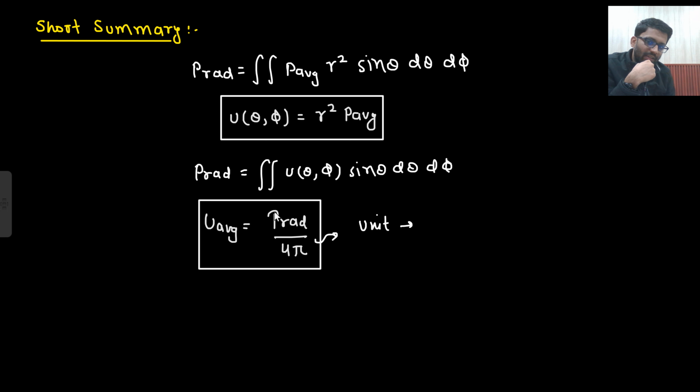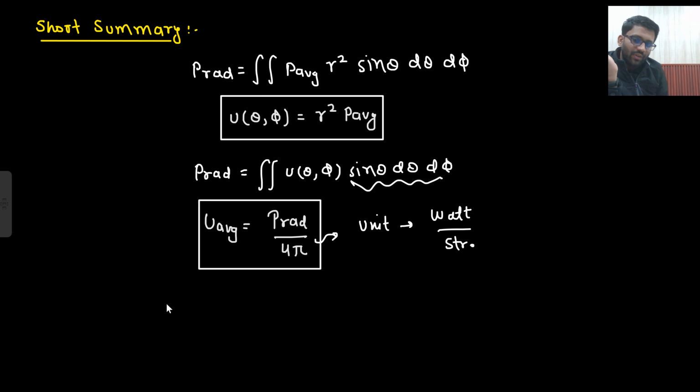What is the unit of P radiated? Watt. And what is this angle? Radian? No. This is a solid angle, no? So steradian. You did the integration of a solid angle. So what will be the unit? Watt per steradian. Same unit will go for this as well, because this is simply your radiation intensity. Although it is the average radiation intensity, and this is your normal radiation intensity, both are radiation intensity. So from this formula I got to know that the unit is watt per steradian.